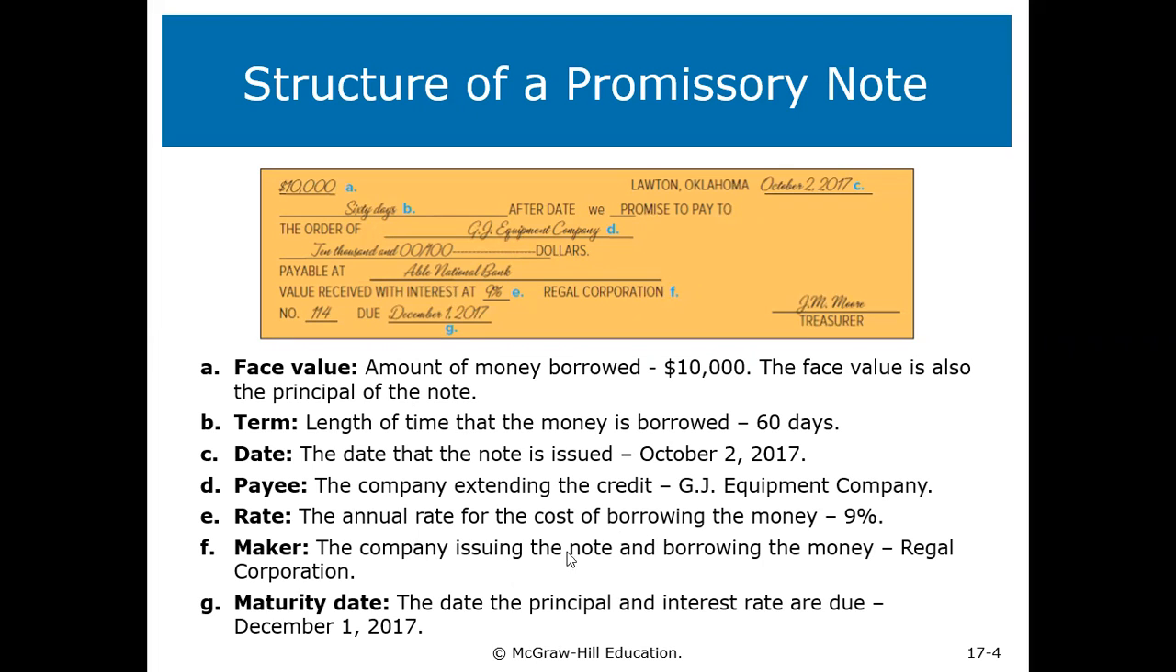Okay, the company issuing the note and borrowing the money is Regal Corporation. And the maturity date is December 1, 2017. So we counted: from October 2, 60 days hence, will be December 1, 2017. So this is just an example of the structure of a promissory note.